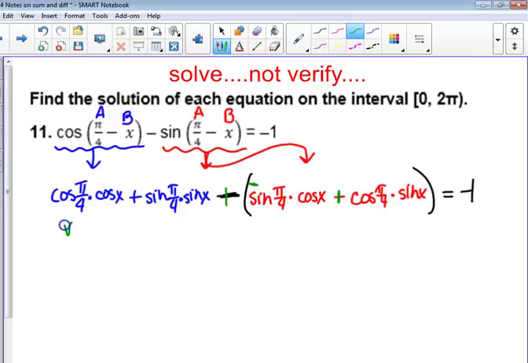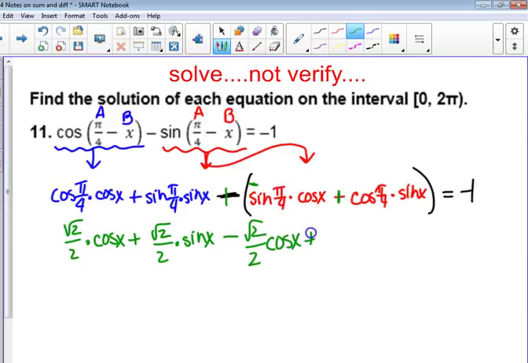What's the cosine of pi over 4? What's the sine? The sine is again square root of 2 over 2. And the cosine back here is square root of 2 over 2. Now did something finally go away? Those add up to be 0. Square root of 2 over 2 cosine of x and negative square root of 2 over 2 cosine of x.